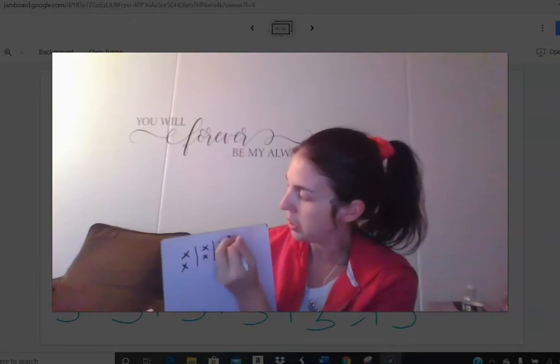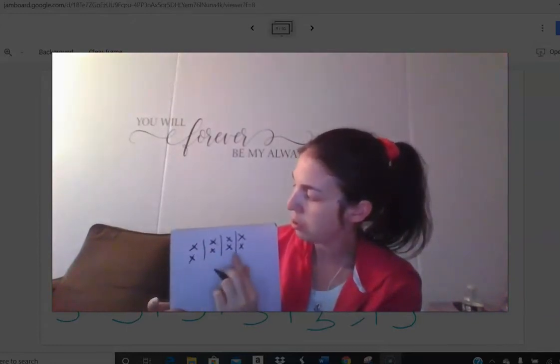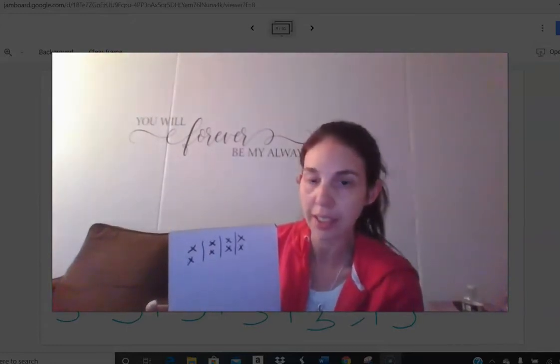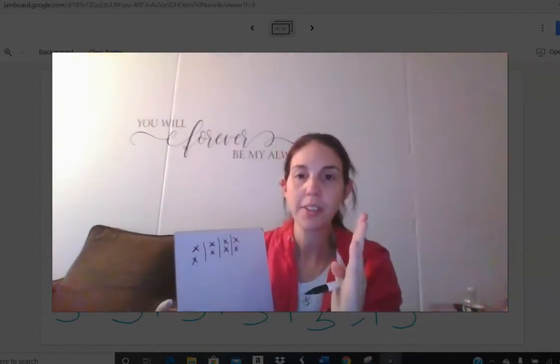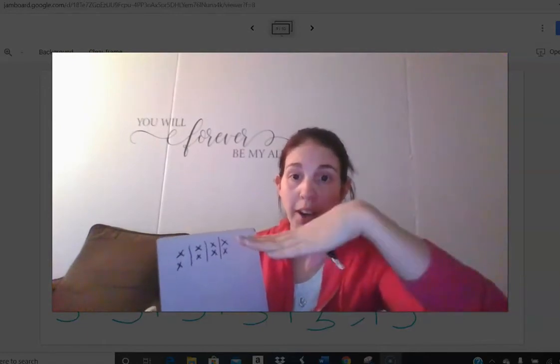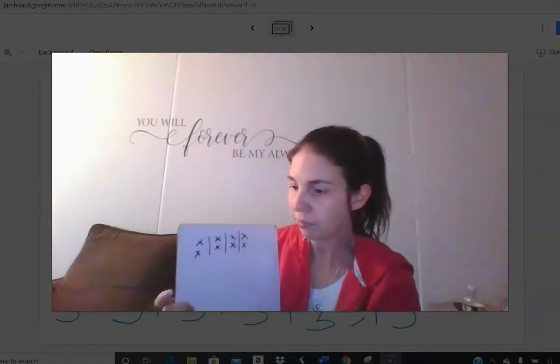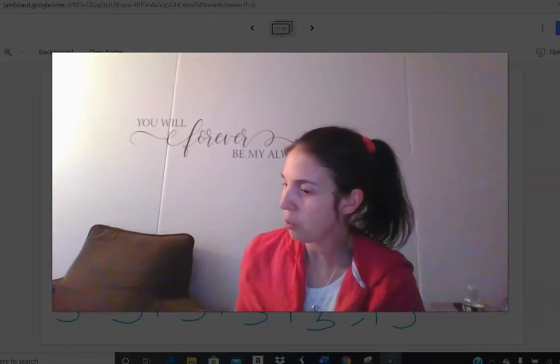We have 4, 1, 2, 3, 4 columns. Remember that columns go up and down, rows go across. Let's try one more.